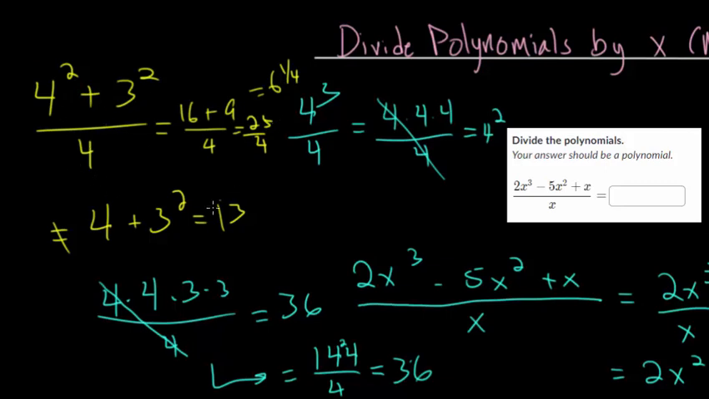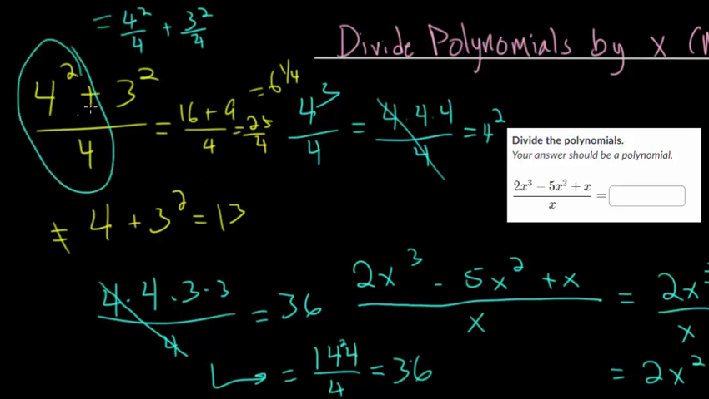You'll create 2 answers that are not equal to each other anymore. So when they're separated with adding and subtracting, then this 4 has to divide into everything. So you could write it as 4 squared over 4, plus 3 squared over 4. And this would be true because now the 4 is going into both, but this one was not true because here you just picked and chose that the 4 only went into one term when it really needs to go into both. So that's kind of the general idea.